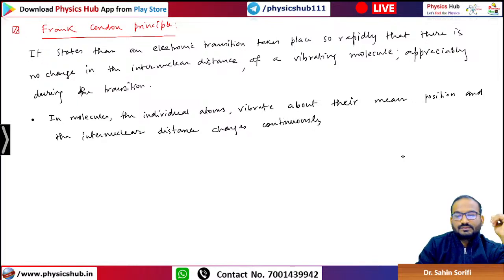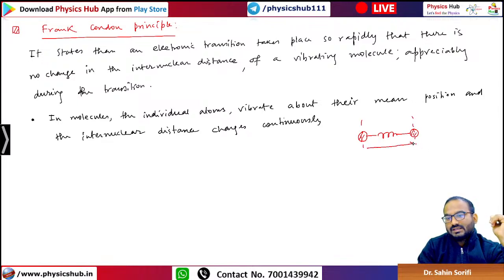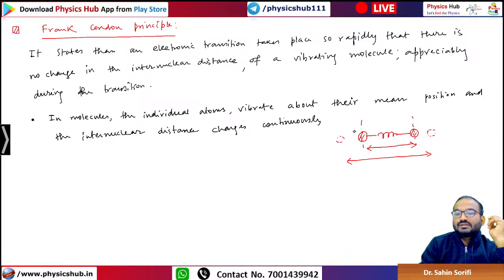If you think of two atoms making a molecule, and I say that they are vibrating, they are vibrating about their mean positions. So let's say at one instant, this is the internuclear separation. Now maybe it is expanding, goes to this point. At that particular time, the internuclear separation is changing. So that is what it is talking about. They vibrate about their mean position, and as a result, the internuclear distance changes continuously.